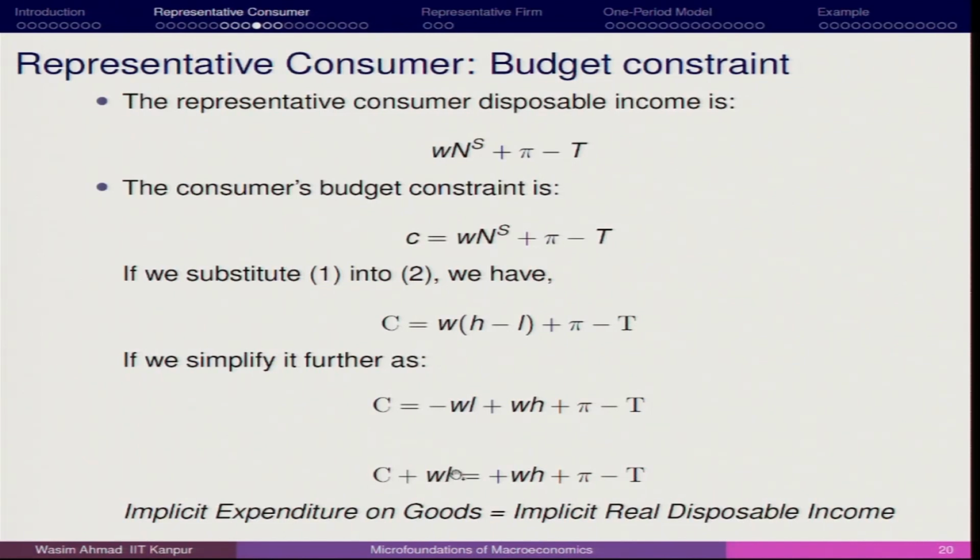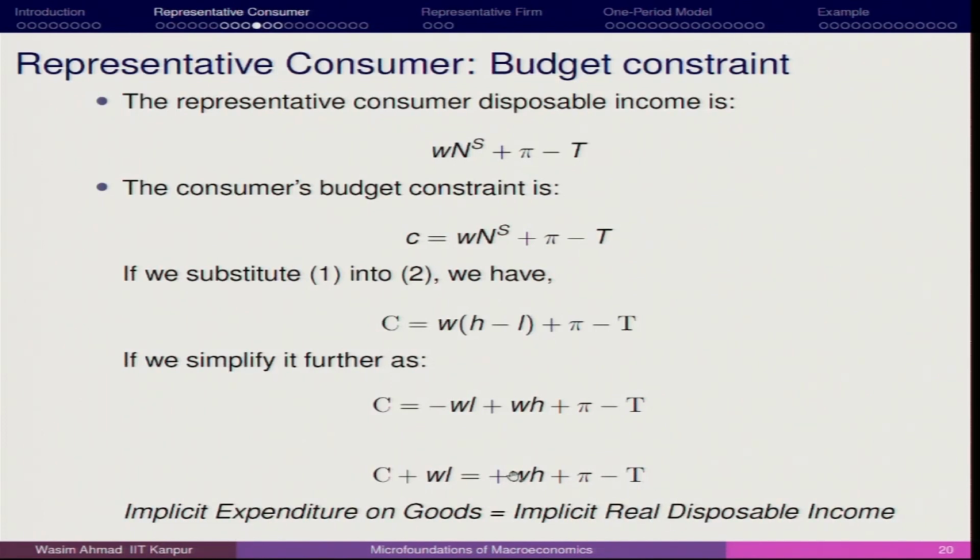So, if you think in terms of expenditure, how much of the wage rate this representative consumer will have to forgo attached with the leisure, plus how much he is spending on consumption. This plus sign is just a typo here. So here we are indirectly hinting that C plus WL represents nothing but the implicit expenditure on goods, and here we have WH plus pi minus T, which is the implicit real disposable income. So this is what we have.